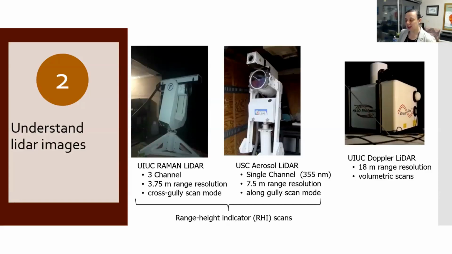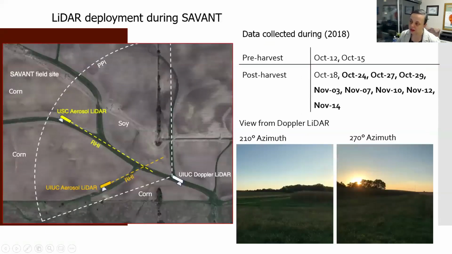We took range height indicator scans with both of those. I'll show you on the map on the next slide. And then we also had the Halo Photonics Doppler LiDAR that has an 18-meter range resolution, taking volumetric scans during the IOPs. So this is the configuration for the LiDARs, how they were actually deployed. These are the dates of the IOPs, but the Doppler LiDAR was positioned at the bottom of the gully, even further down the gully than the lower convergence tower, and scanned the entire region in volumetric scans.